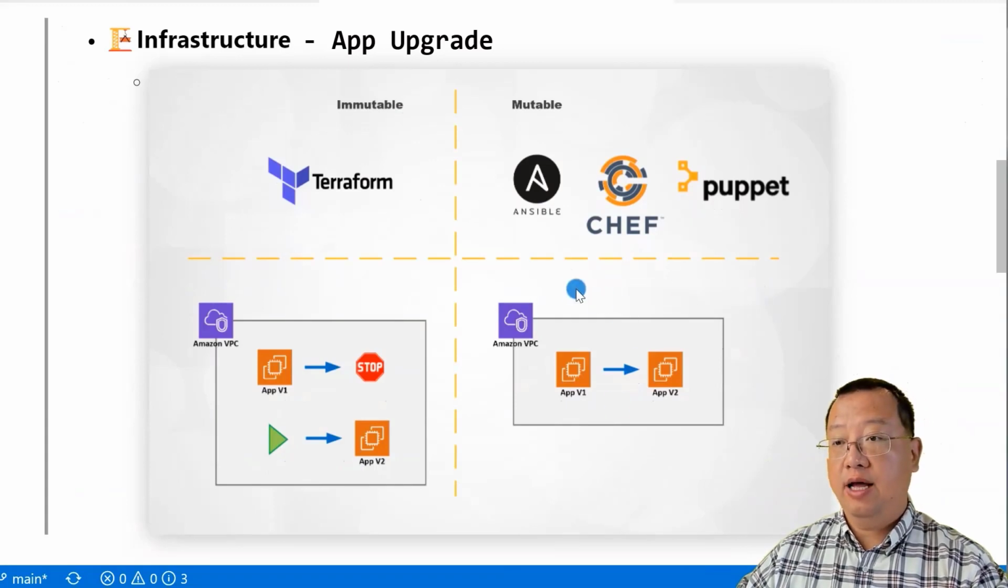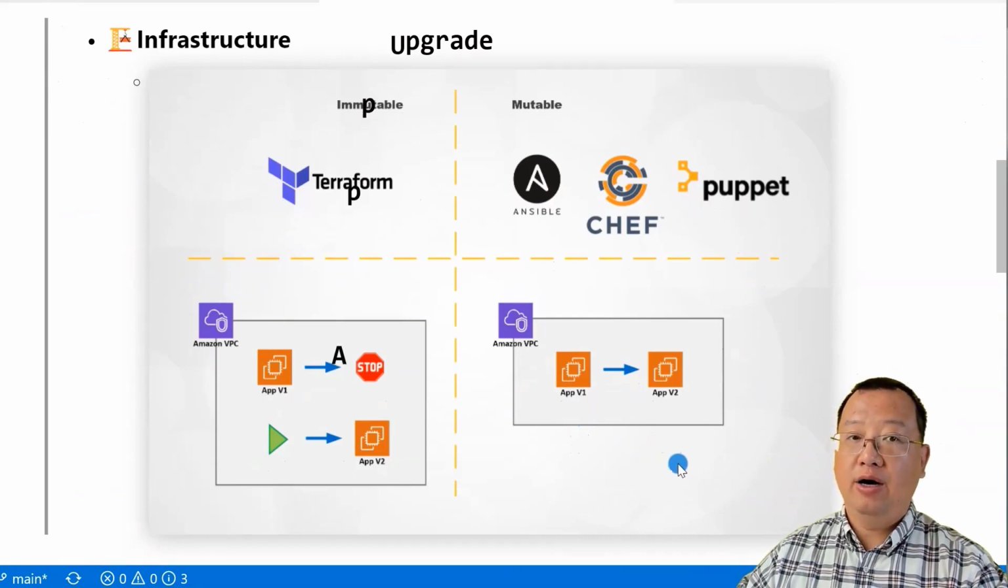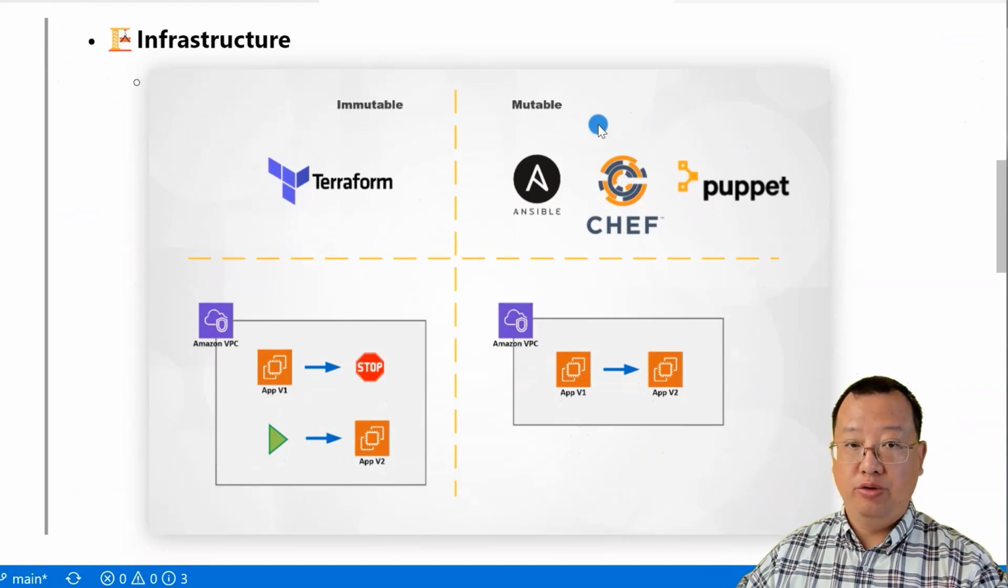In contrast, Ansible, Chef, and Puppet are able to upgrade an application from version 1 to version 2 in the same EC2 instance because their resources are mutable.